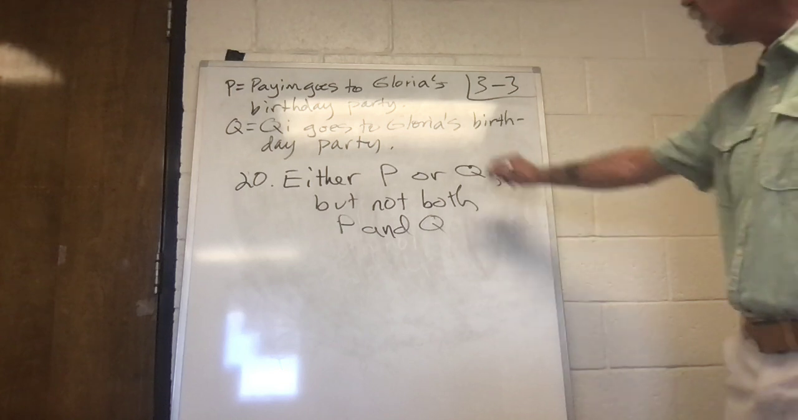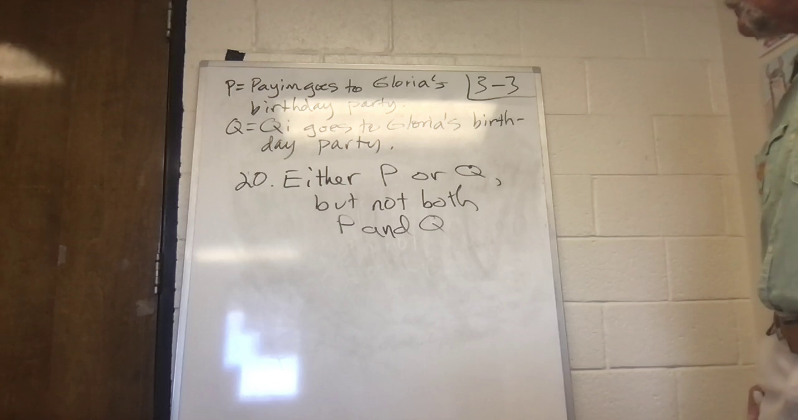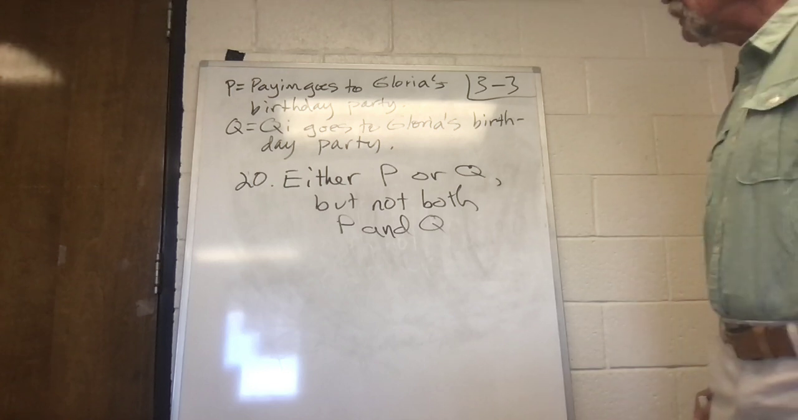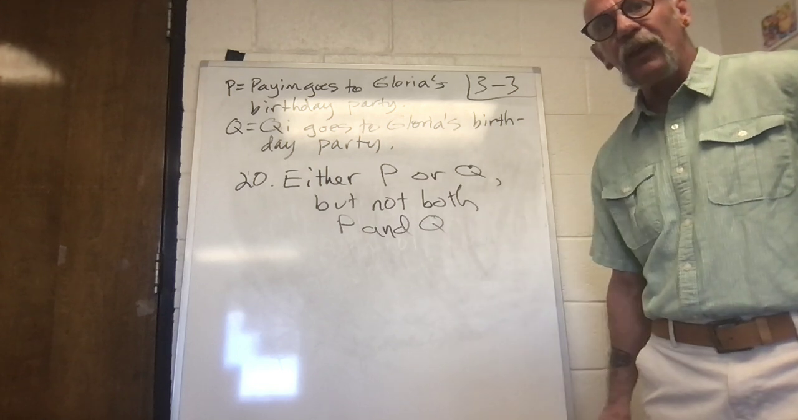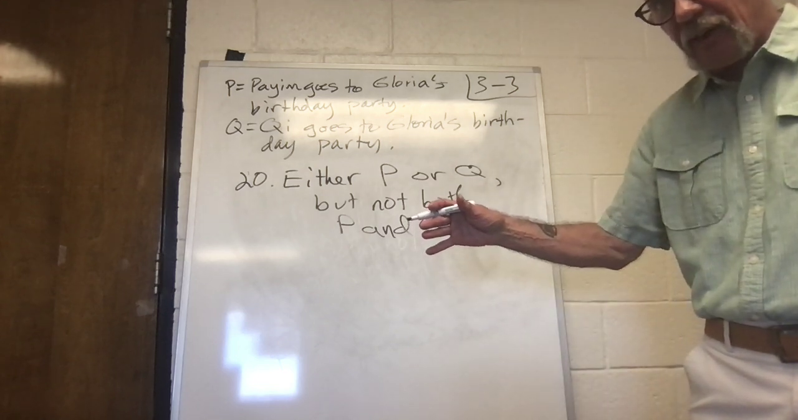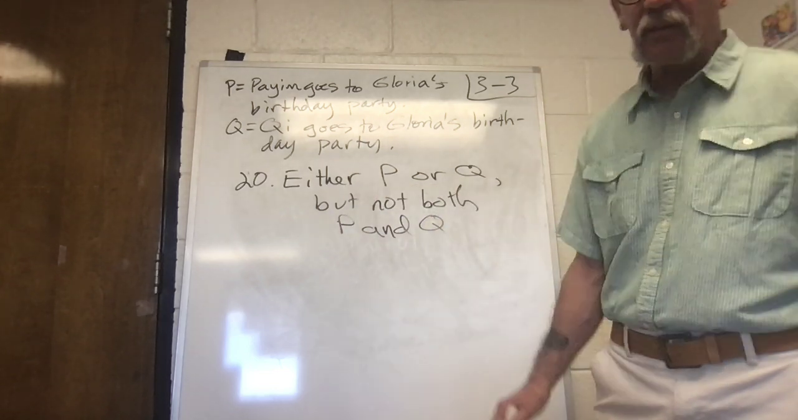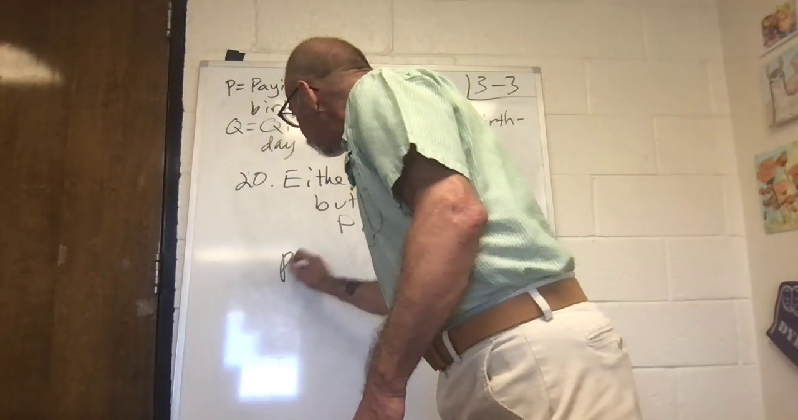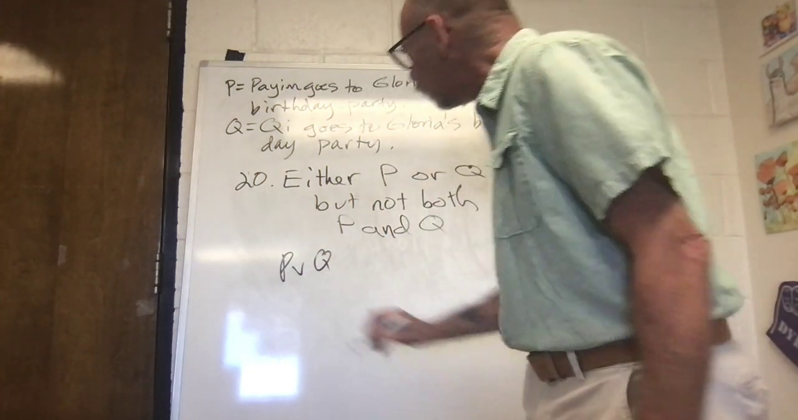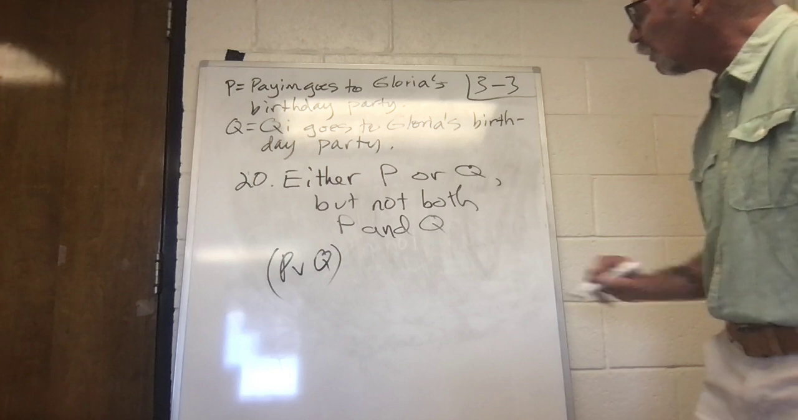Okay, so how are we going to translate this? It might look complex, and I guess there is a certain degree of logical complexity, but it's really not that difficult, just so long as you go step by step. Don't try to take bigger chunks than you should at any time. Just start with either P or Q. You know how to translate either P or Q already. That's just P veg Q. Let's put that inside of parentheses for grouping.